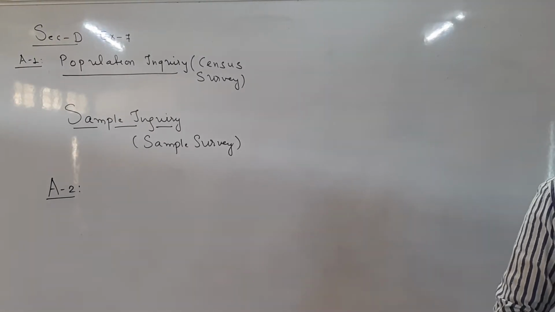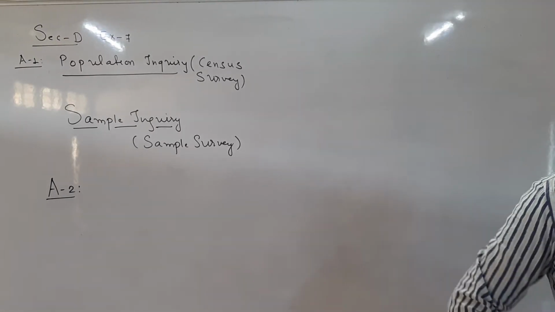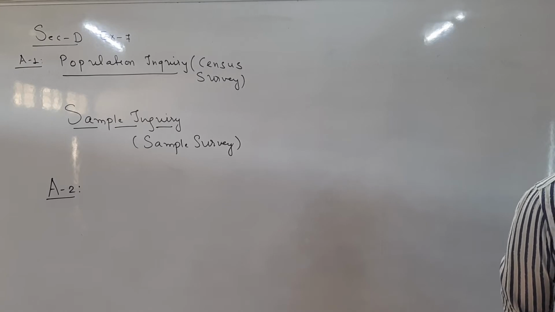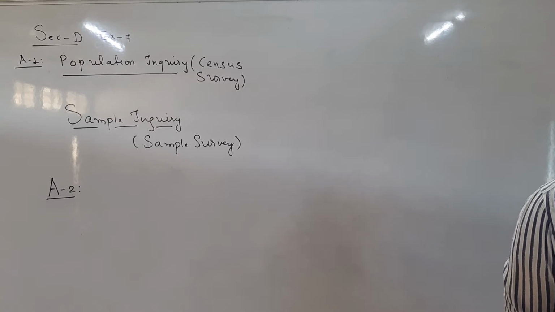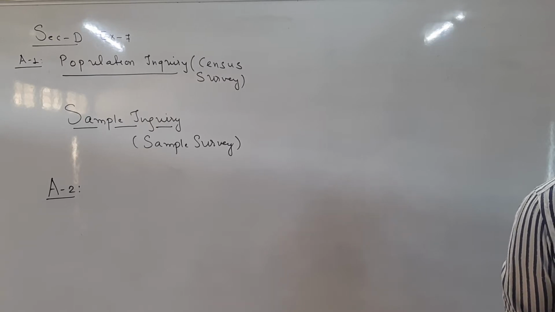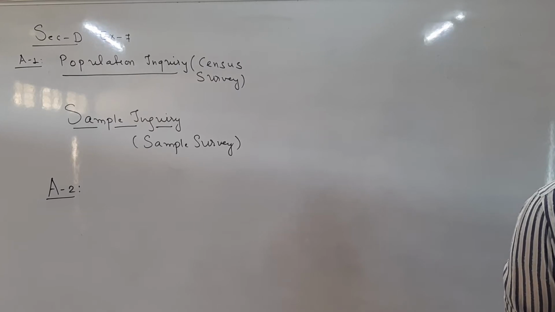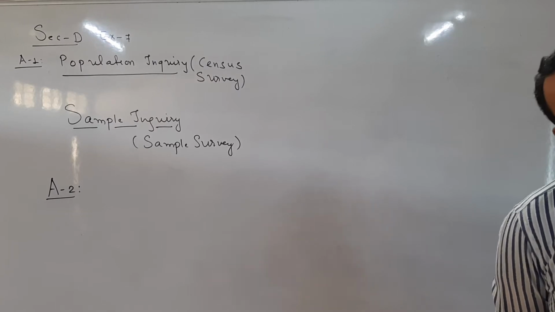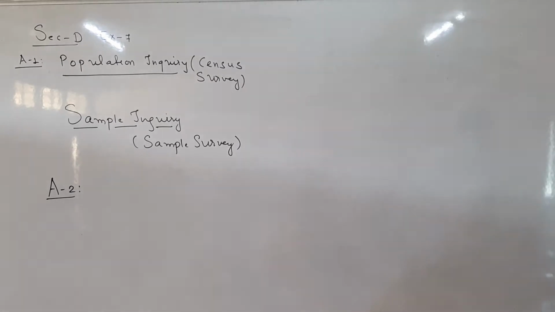And you can say fourth point, population inquiry has more probability or chance of errors as a large number of units are to be studied or inquired. Sample inquiry has less possibility or probability of errors as less number of units are to be studied or inquired. And then students, you can write one example. This is more than sufficient, students.